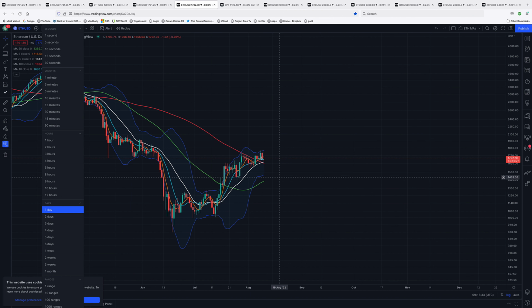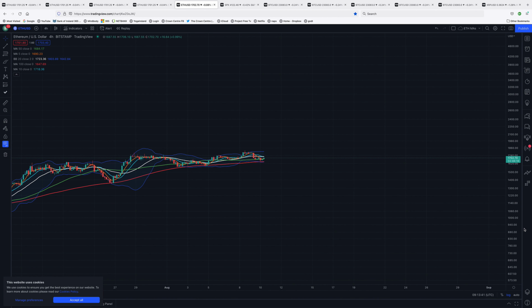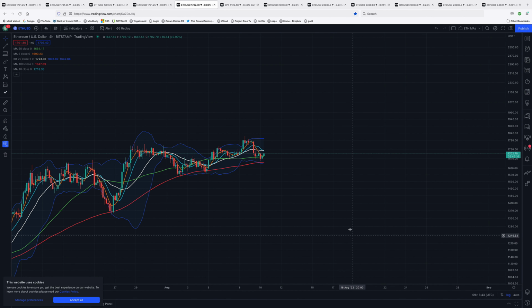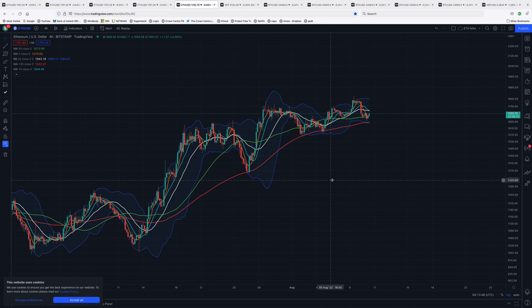Of course, this 5 will turn when price action is below the 20. So that's not going to happen in the next, I don't know, next hours or so. This is going to be a step-by-step process.